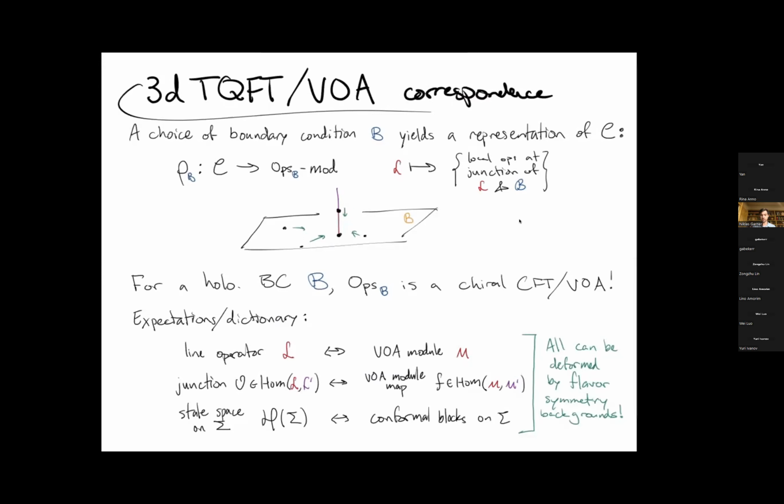But it turns out this has much more structure than just a representation of the category. We actually don't just land in vector spaces. We actually land in a certain subcategory, I guess. That's not the right word to say. But we actually have more structure than just the fact it's a vector space.